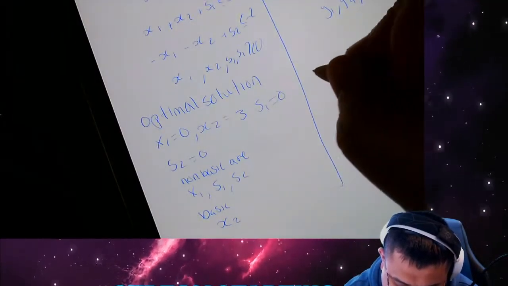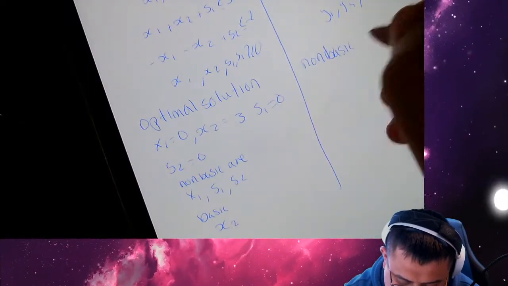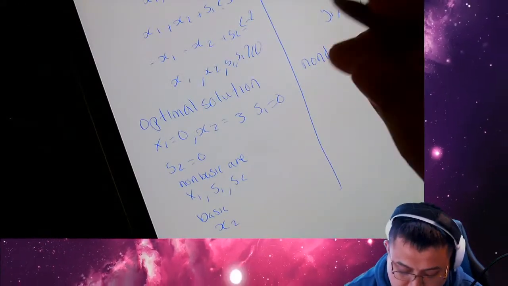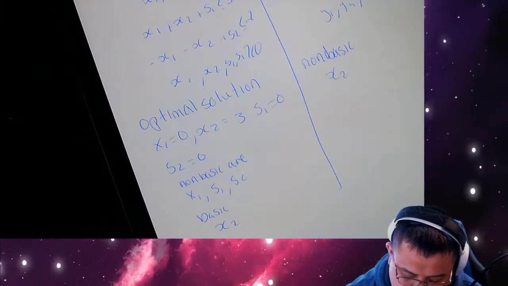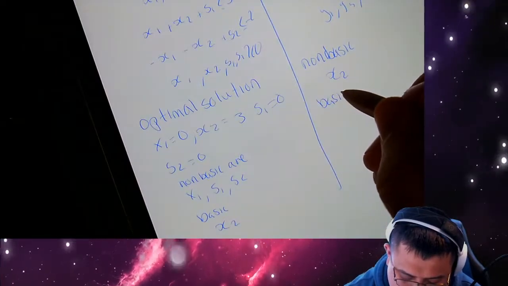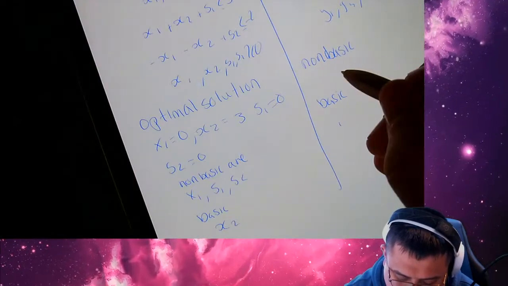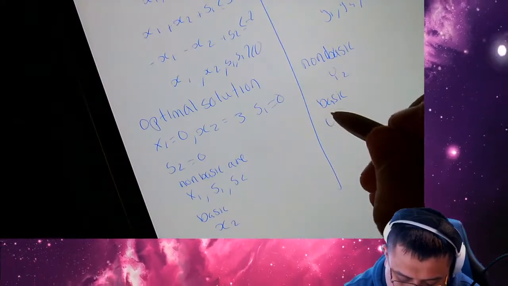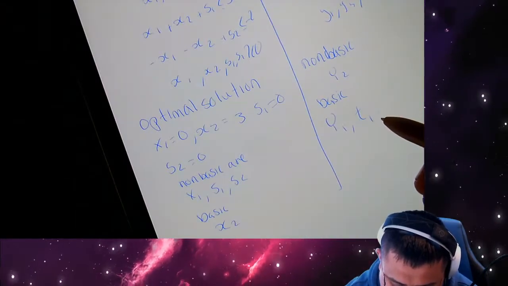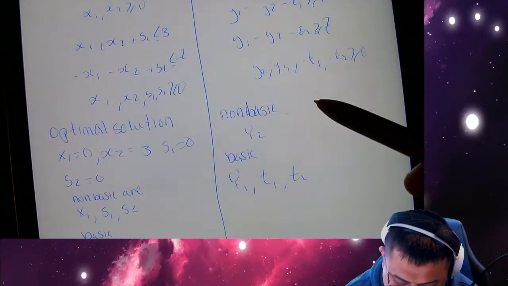Vice versa, our non-basic are, whatever is non-basic here becomes basic, and whatever is basic here becomes non-basic. So our non-basic is x2, and our basic becomes y2, complementary, y1, t1, and t2. So now that we know that, we can solve for this.